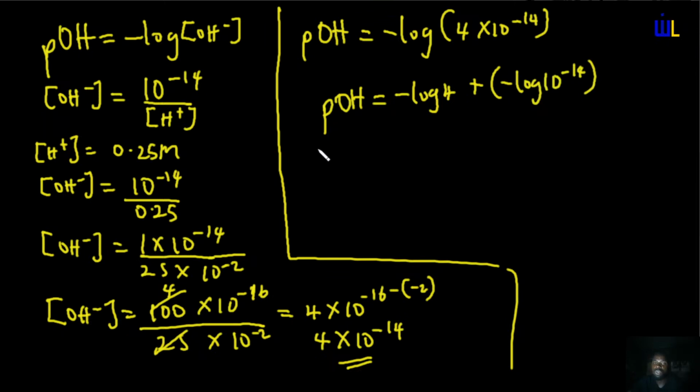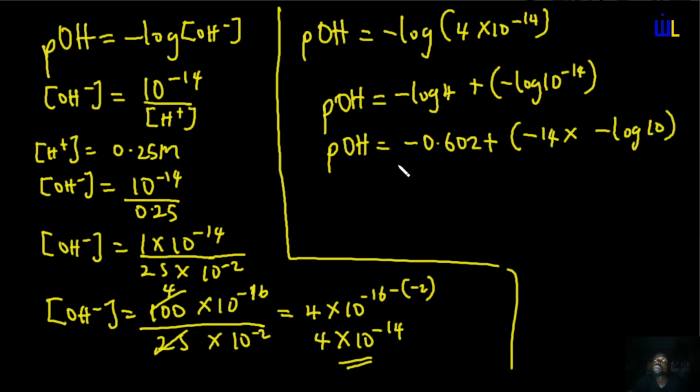And when you have this, what is going to happen? pOH will now be equal to negative log 4, as I said, is 0.602 plus. When you open this, first of all, this power has to go down and it becomes minus 14 times minus log 10. This is the principle of log and how it is being resolved. So your pOH will now be equal to negative 0.602 plus bracket minus 14 times minus log 10, which is 1. By now you should have known that.